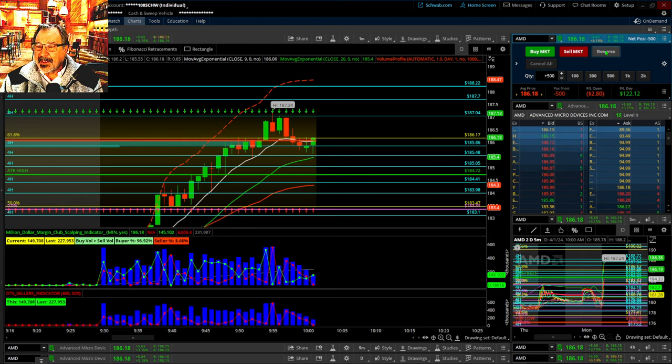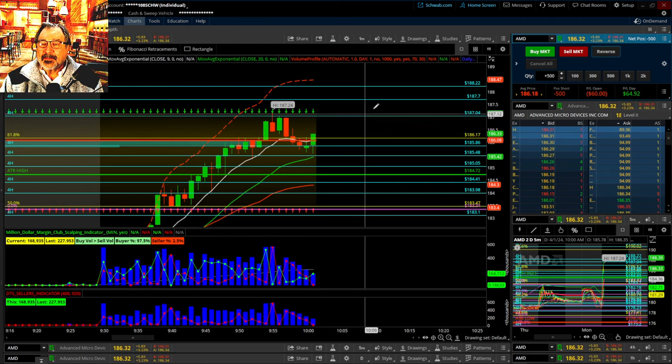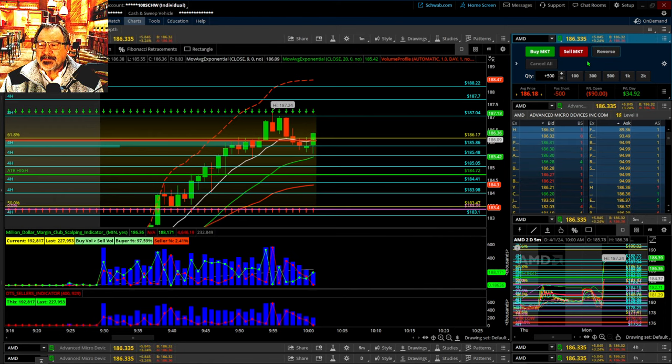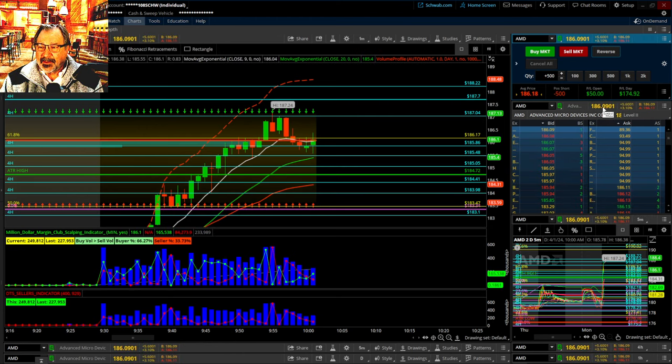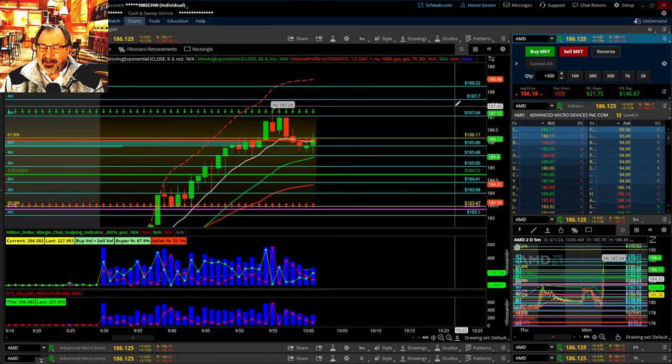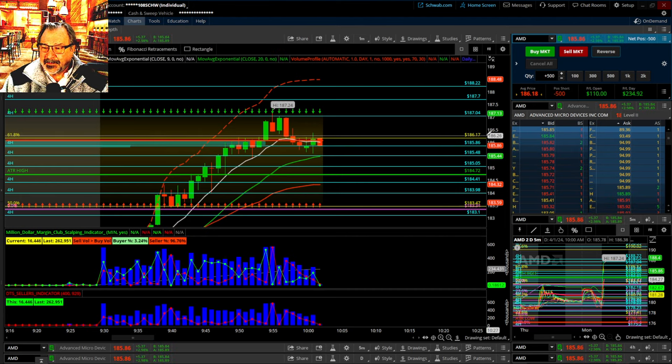I'm reversing right there and banking that off of that. So I'm going short. I'm at 186.18 going short. Really disturbing. So I'm going to be looking at the market maker here. Every once in a while, I get these glitches, and they're just very annoying. Just trying to see if this is actually that.